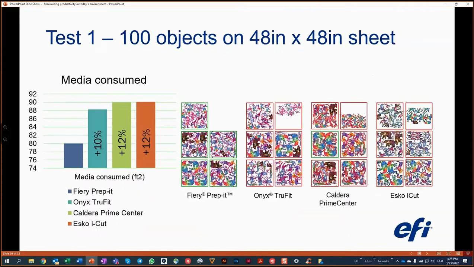But price is not everything. We want to look at the value as well. So here you see on test where we compared the products that I just mentioned. So you see on ESCO iCut for 100 of those stickers, 48-inch by 48-inch sheet, we needed 6 sheets. On Caldera Prime Standard, we needed 6 sheets. Onyx TrueFit, we needed 6 sheets. And on PrepIt, we needed 5 sheets.